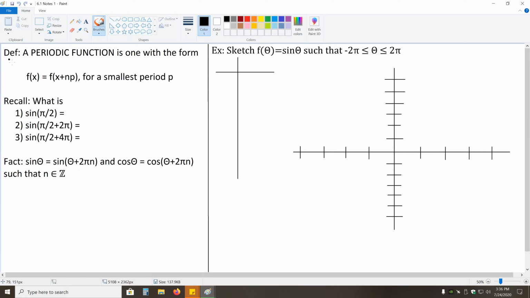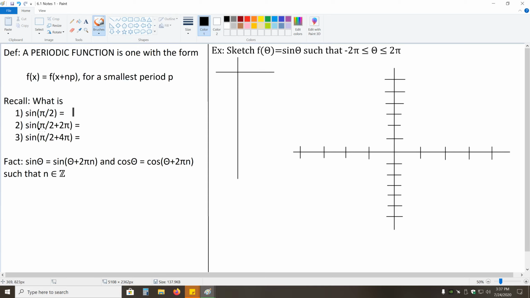So, to start off with, we say that a periodic function is one with the form f of x equals f of the quantity of x plus np for a smallest period p. So let's talk about what this is saying. Let's do a quick recall here. What's sine of pi over 2? Well, we know that sine of pi over 2 is 1. That's a unit circle value.